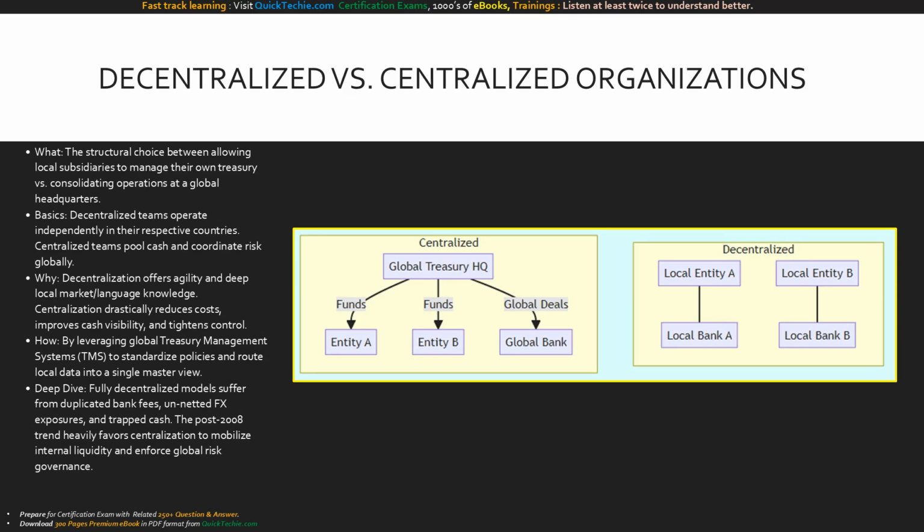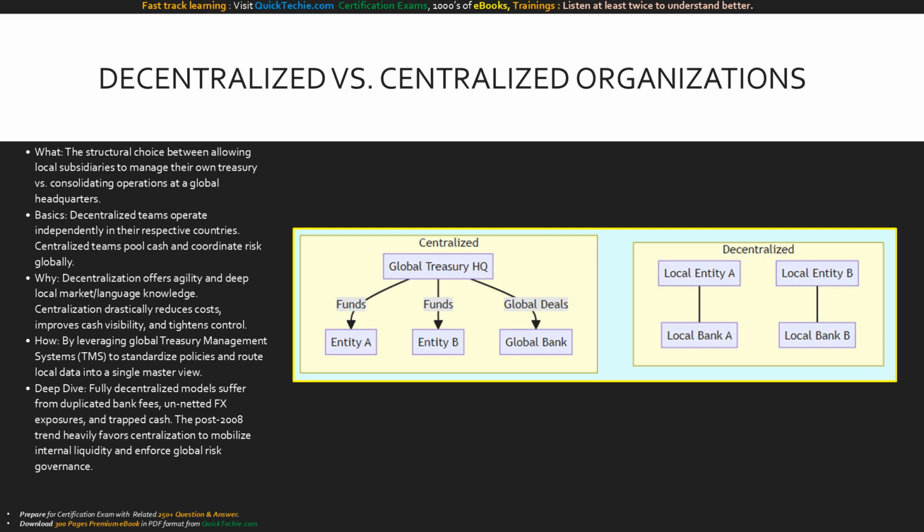Now that we understand team roles, let's look at global hierarchy. Slide 3 covers decentralized versus centralized organizations. What is this? It's the strategic choice of whether local subsidiaries handle their own money, or if a global headquarters controls it all. The basics are simple. Decentralized means independent local action, while centralized means pooled cash and coordinated global strategies.